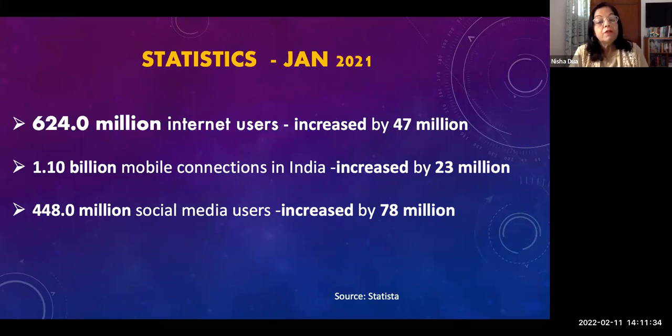And then 1.10 billion mobile connections are in India, which have increased by 23 million in the past 1 year. And 448 million social media users, which has increased by 78 million. We are the second largest internet user country after China.